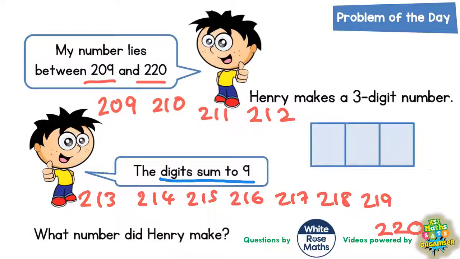Well, 2 plus nothing plus 9 is 11. 2 plus 1 plus 0 is 3. 2, 1 and 1 is 4. 2, 1 and 2 is 5. 2, 1 and 3 is 6. 2, 1 and 4 is 7. 2, 1 and 5 is 8.